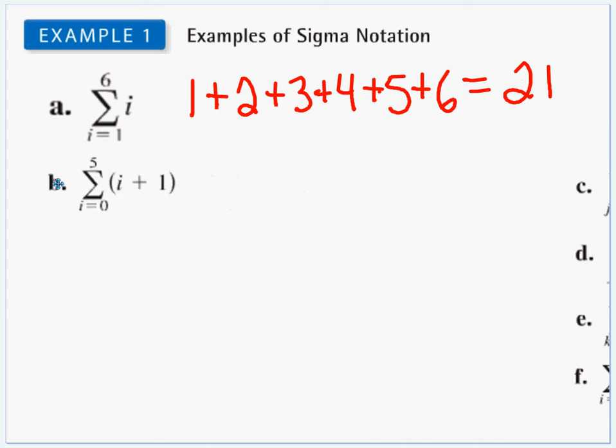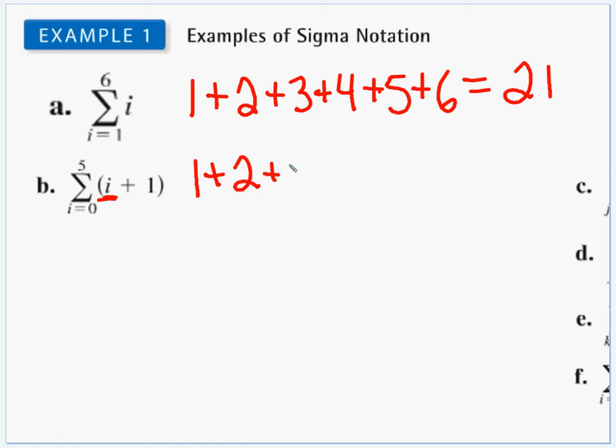Now, letter B. If we look at this, we're going to start not at the first term, but at 0, and we're not going to go to 6, we're going to go to 5. And our function is not just the number, it's that number plus 1 more. So when we start at 0, 0 plus 1 is 1. Next number would be 1, 1 plus 1 is 2.